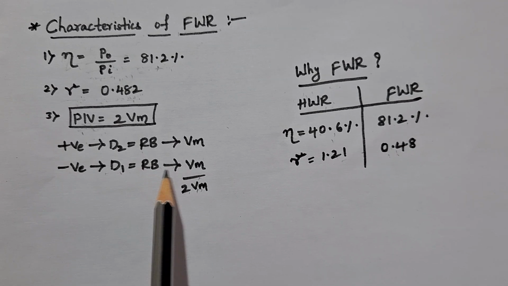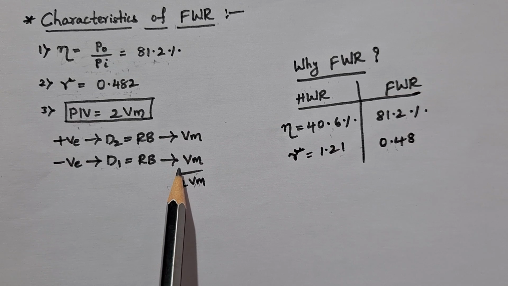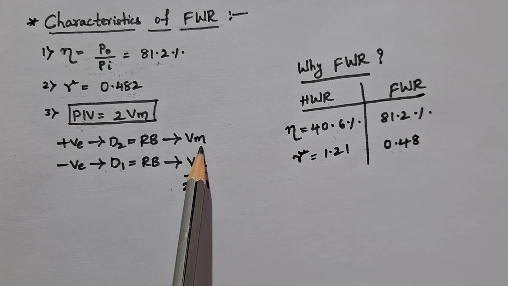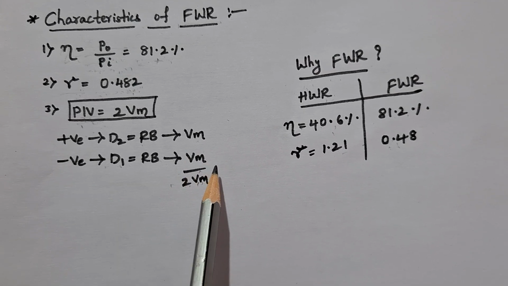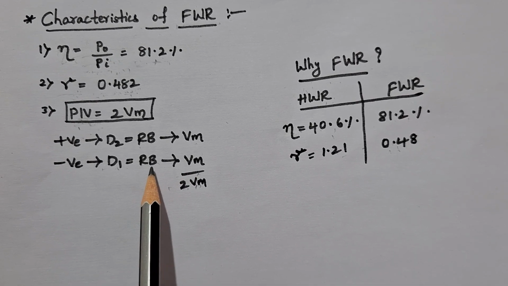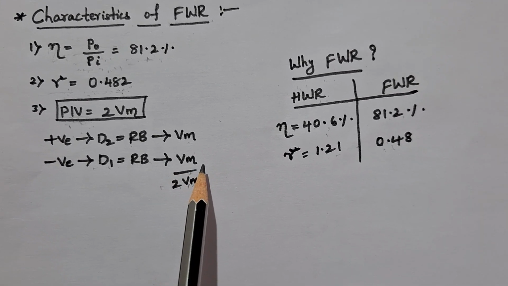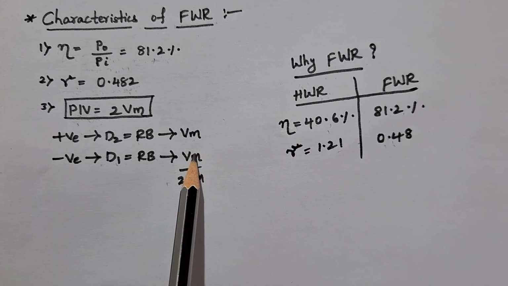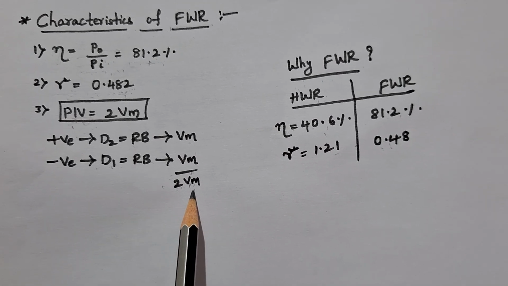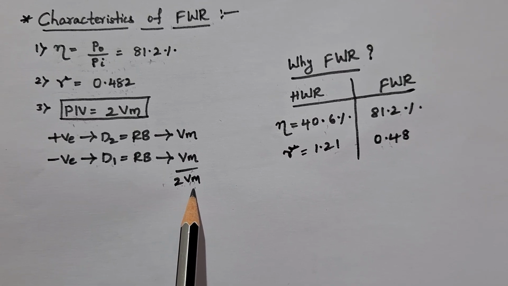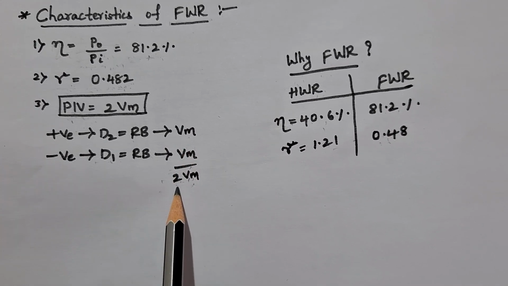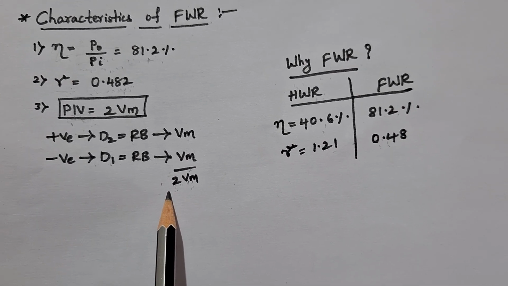So the maximum voltage across D2 during the positive half will be Vm, and the maximum voltage across D1 during the negative half of the input cycle will be Vm. So we can add them: Vm plus Vm, which equals 2 Vm. So the peak inverse voltage of the full wave rectifier is 2 Vm.